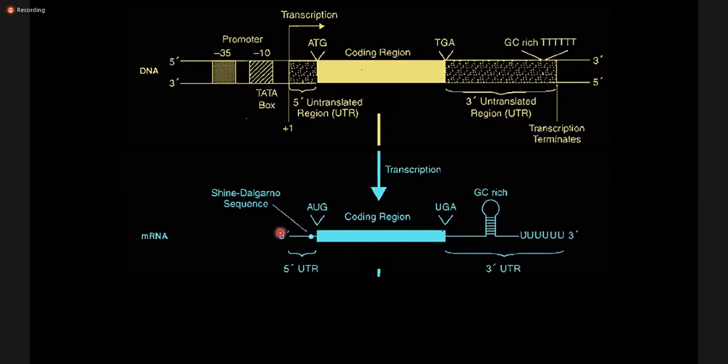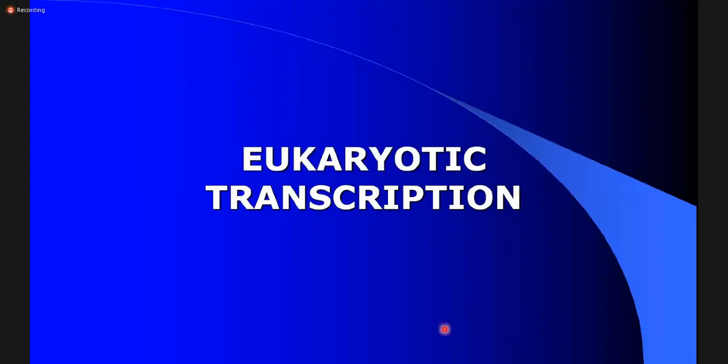We have the specific region which also has a Shine-Dalgarno sequence as well. In the center, we have the coding region, and then it is followed by the GC rich region, and then the uracil residues. So these are the 3' untranslated regions, and this is the 5' untranslated region, which are not involved in the translation process of protein synthesis. The 5' untranslated and 3' untranslated regions flank the coding region, which will help in the synthesis of the polypeptide chains.